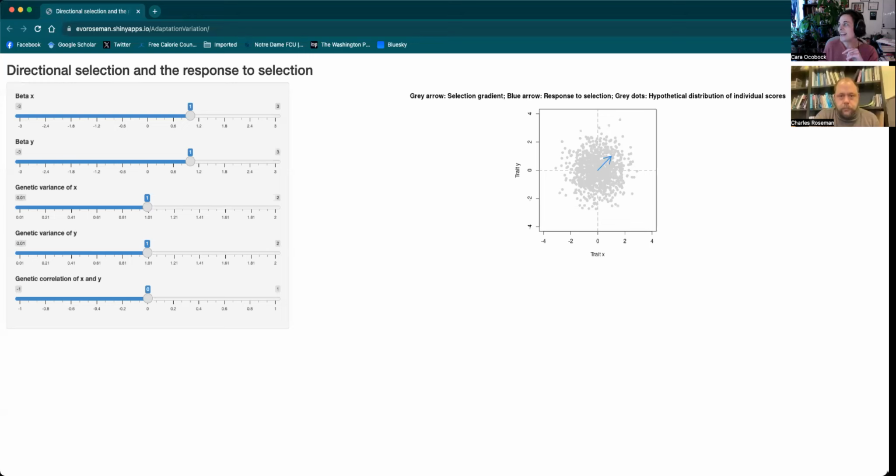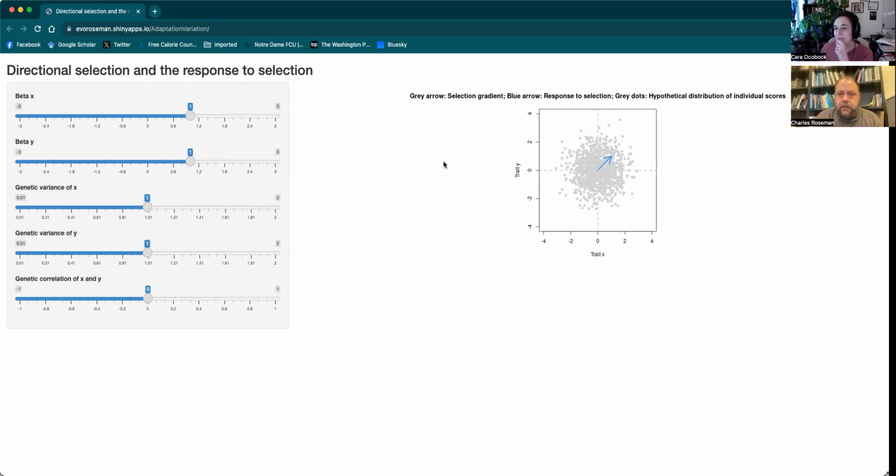I will share the screen to put the Shiny app up. Share. All right, so we've got our Shiny app, and I will shift my Zoom screen over there. All right, Charles, tell us what we're looking at first, and then tell me what you want me to do.